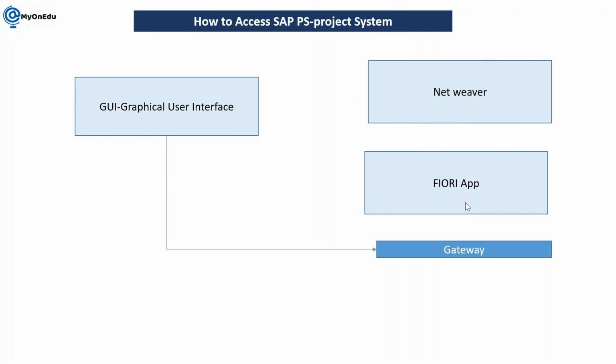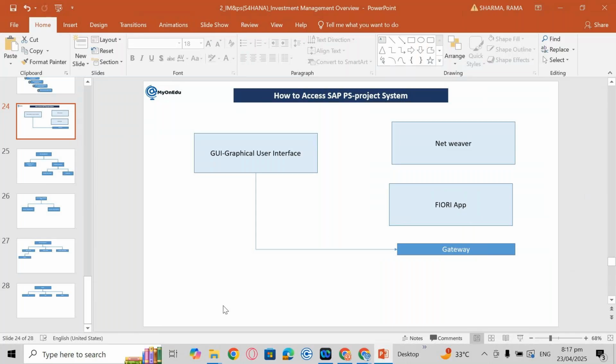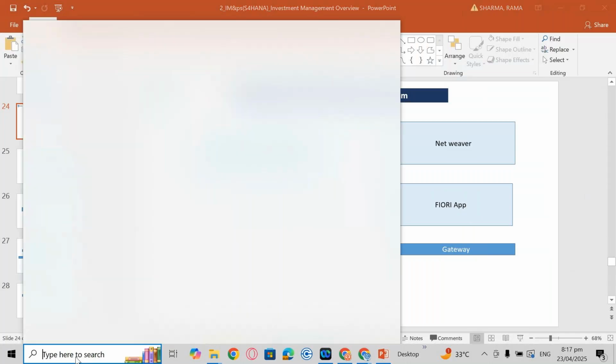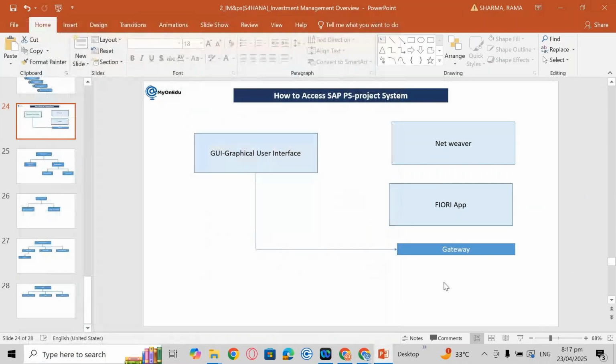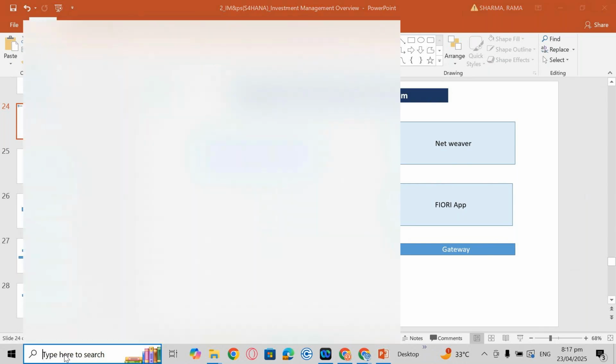Let me show you all these three, how you can see this. There are two parts here. One is the configuration part, another is the usage part. Usage means how you are using your software, how you are using the transactions. All these three ways you can use to perform the transaction. But from the configuration perspective, GUI, the graphical user interface, is always used. So let us see how to access the system here.